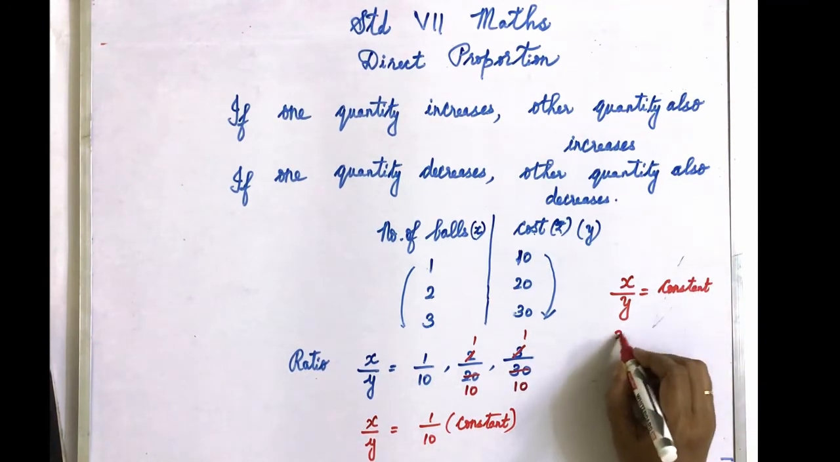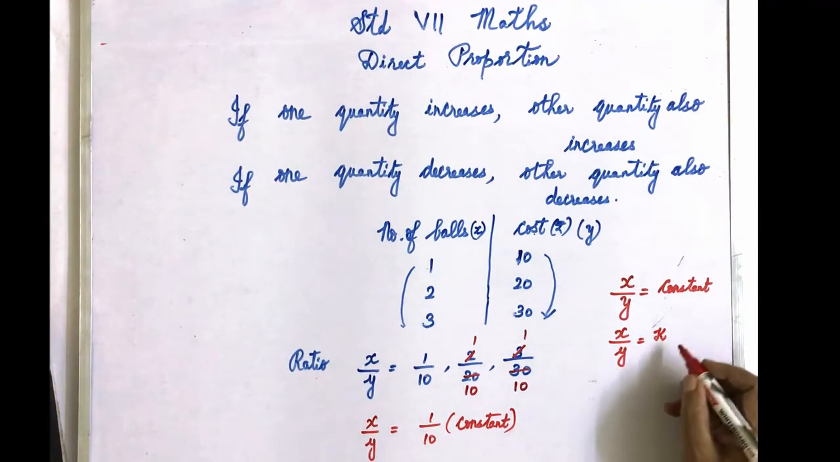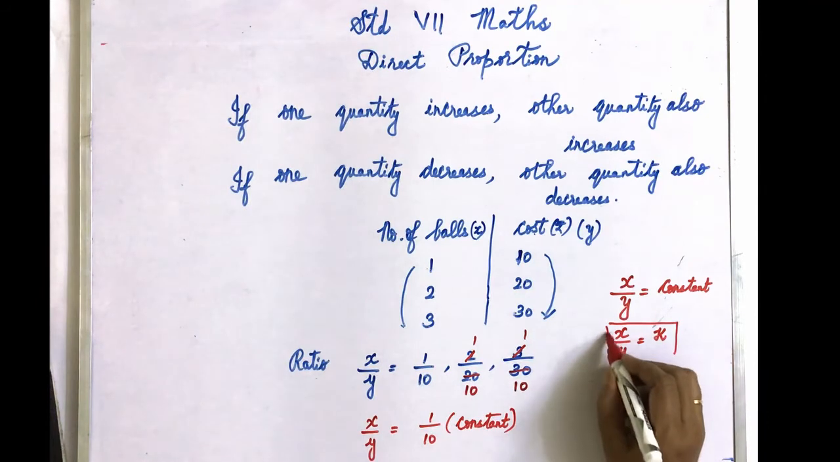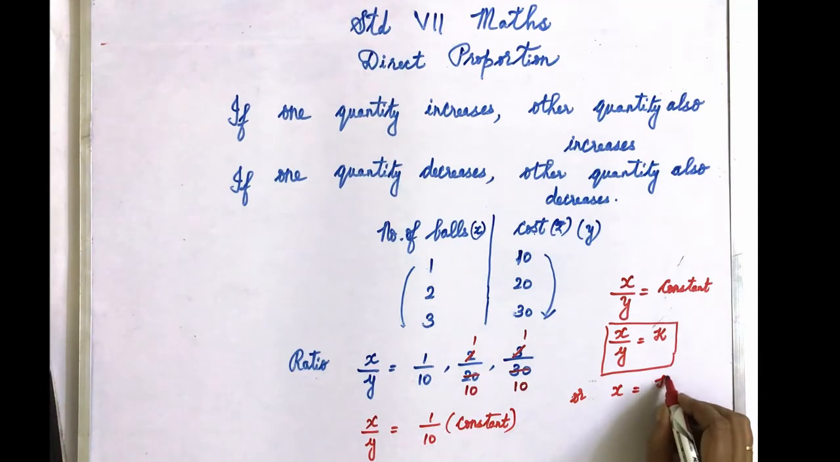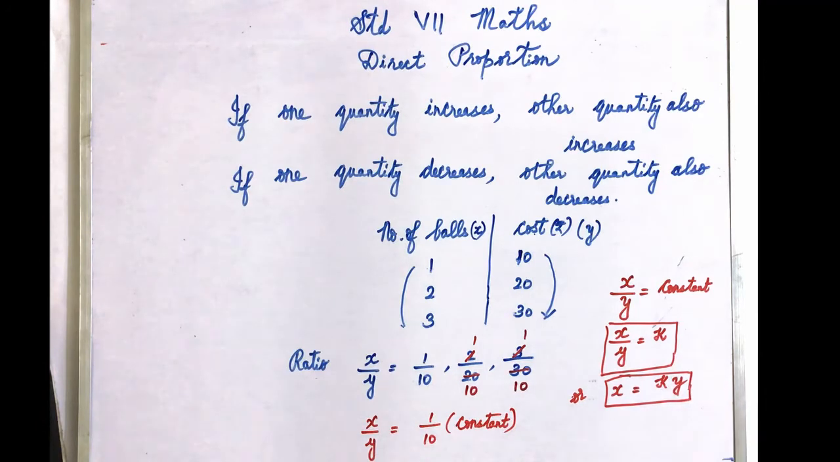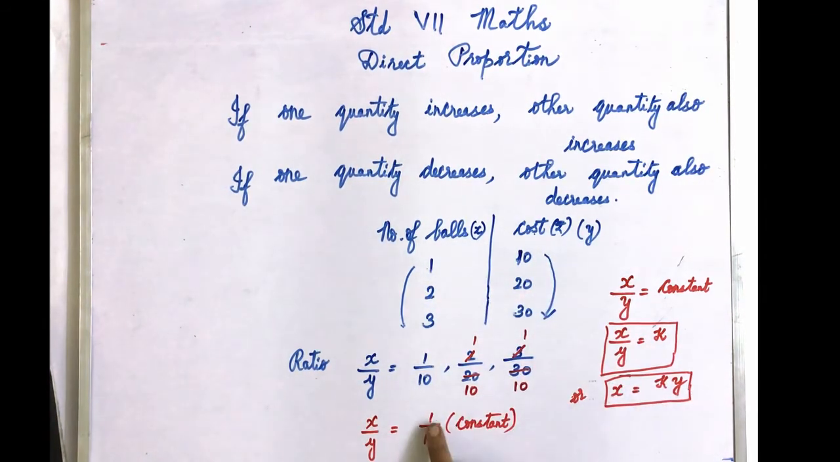This constant we can write as any letter of the alphabet. Now I am writing it as k. Or we can also write it as x is equal to k into y, where k is a constant. This k can take any numerical value. Here it is 1 by 10. Suppose the cost of the ball is 20 rupees, then k will be 1 by 20. Now we shall see some more examples of direct proportion.